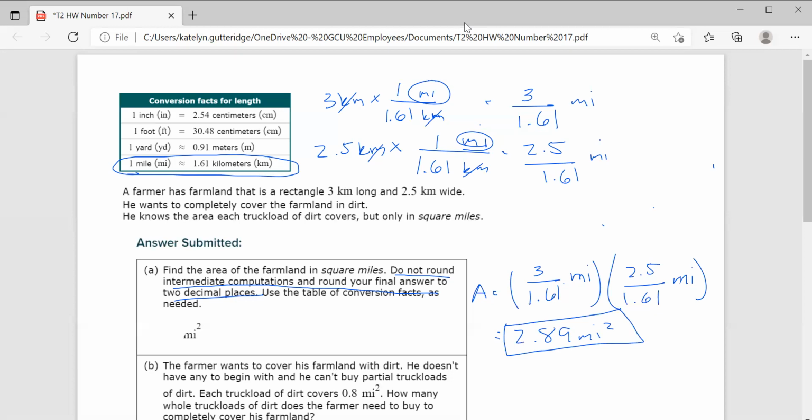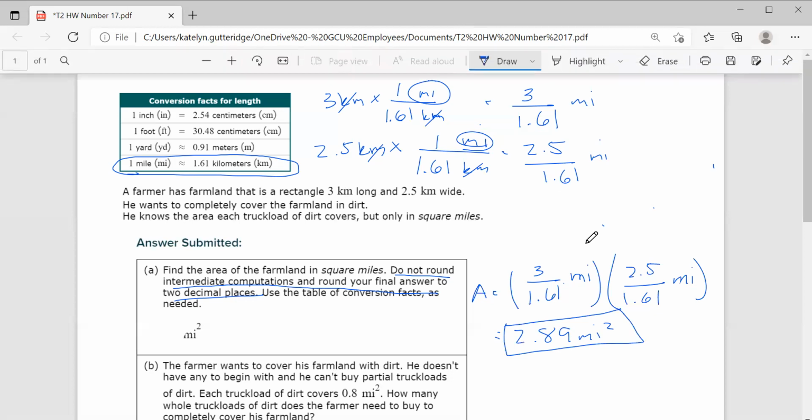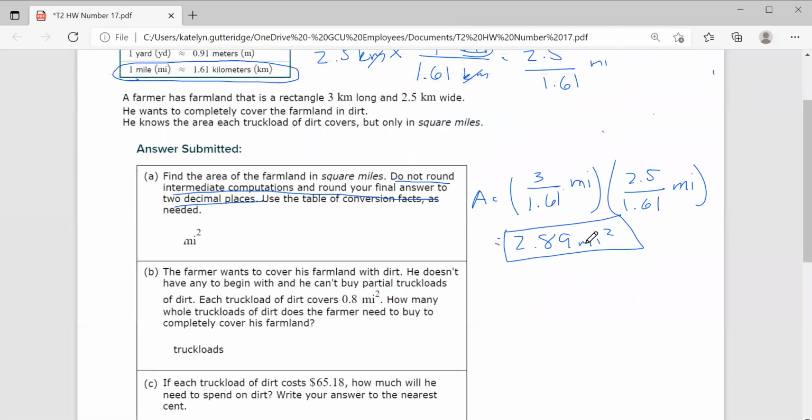All right, now let's take a look at B. Part B says the farmer wants to cover his farmland with dirt. He doesn't have any to begin with, and he can't buy partial truckloads. Each truckload of dirt covers 0.8 miles squared. How many whole truckloads of dirt does the farmer need to buy to completely cover his farmland? For this part, we are trying to figure out how we divide up our 2.89 miles squared and how many trucks we need to fit all of this in. We know that each truck can hold 0.8 miles squared.